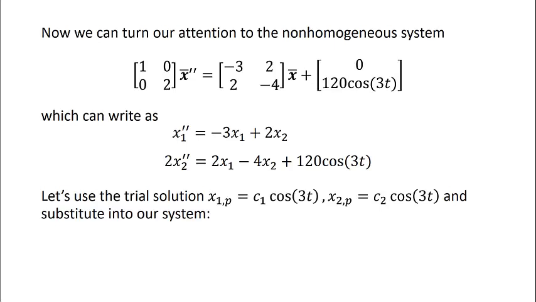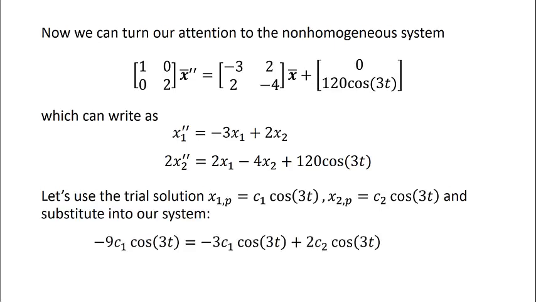Here we're looking at a frequency of 3. Since this is a different frequency from those that were found naturally in the system, that's when we're allowed to proceed. All right, we're going to substitute these trial solutions into our system.